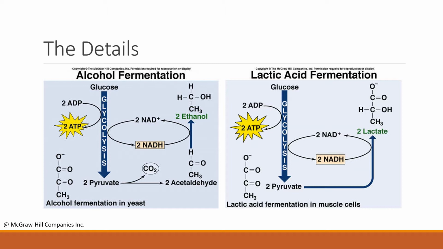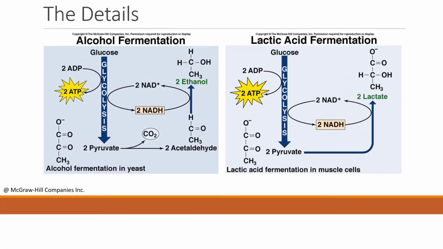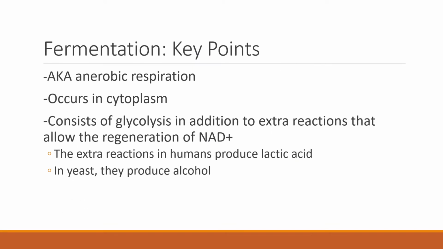Instead of being transferred to oxygen, the electrons are transferred to pyruvate. This causes the regeneration of NAD+, which allows the cell to start glycolysis and produce ATP. Fermentation is also known as anaerobic respiration because it occurs in the absence of oxygen. It only takes place in the cytoplasm, not like aerobic respiration, which also takes place in the mitochondria.